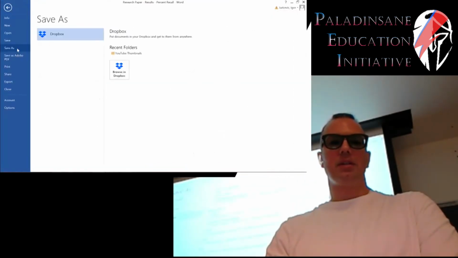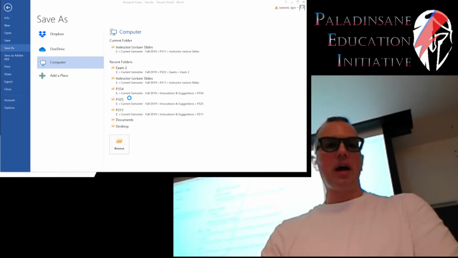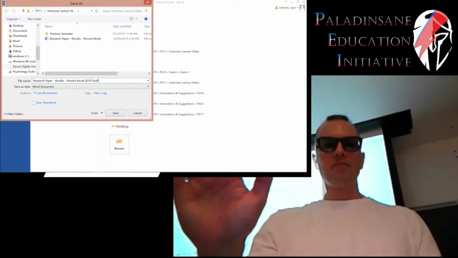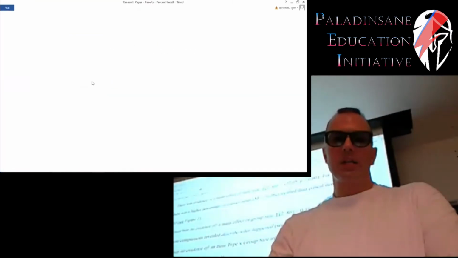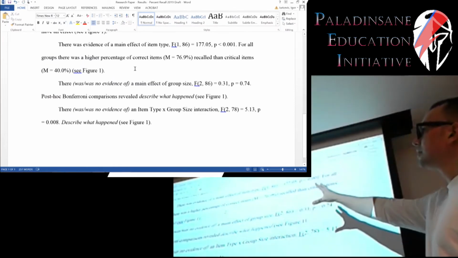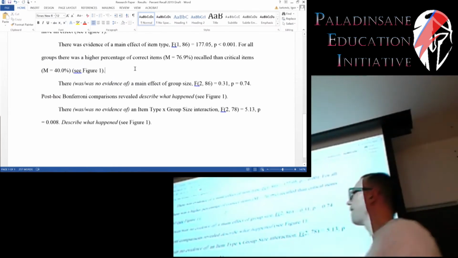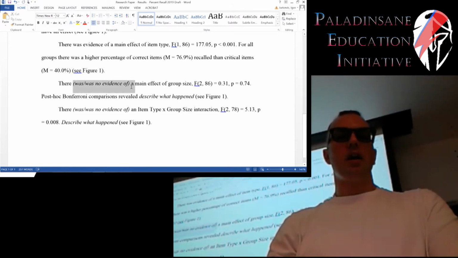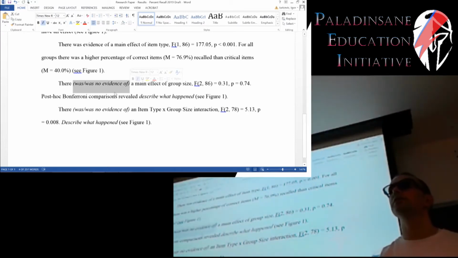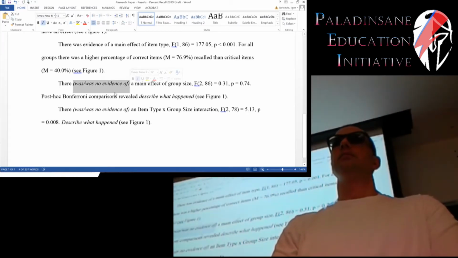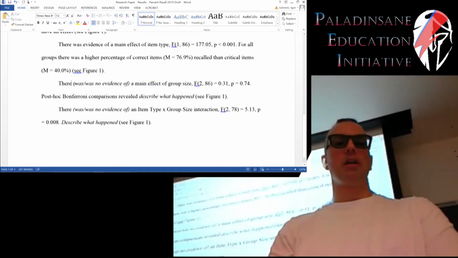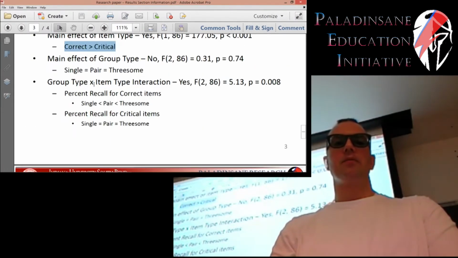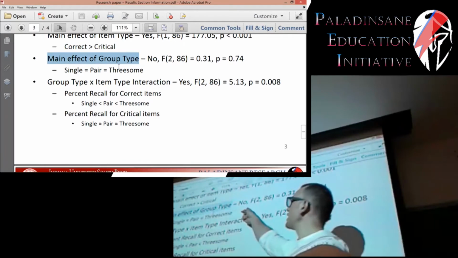All right, so let me save this as our draft, so we don't lose anything. Okay, so we're done with the main effect of item type. Now we're moving on to the main effect of group size. So first off, was there a main effect or was there no main effect for group size? There was no main effect. So we see on our synopsis here that for the main effect of group type, no, there was not.